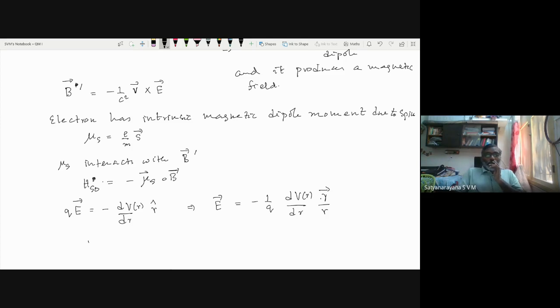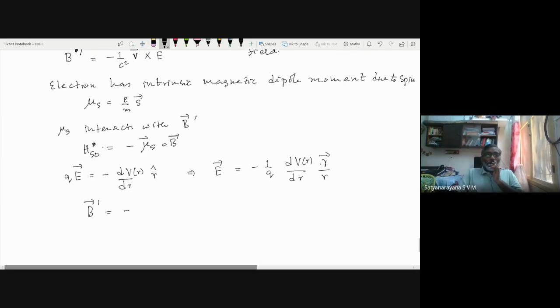So if you go back and write what your B prime will be, it is equal to minus 1 by c square into v. All these things are scalar quantities, so maybe I can write all of them here: plus 1 by q into 1 by r into dV by dr. What is this V? V is basically the potential energy between proton and electron, into v cross r.